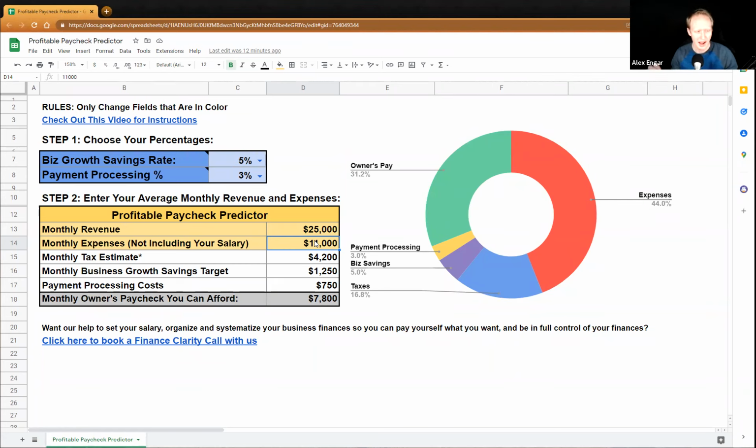Quick, I guess, house rules on this thing. Don't change any numbers that aren't in color. Okay. So we can only change the things up here in blue and these two here in yellow. Everything else is formula based and you don't want to screw with the formulas. They all reference each other and everything. Yes. I want you to be able to see all these numbers without having to do any math. That's the whole point of this. Okay. So you're going to put in revenue, you're going to put expenses, you're going to check business growth savings and payment processing, and boom, out of the bottom spits the paycheck you can afford.